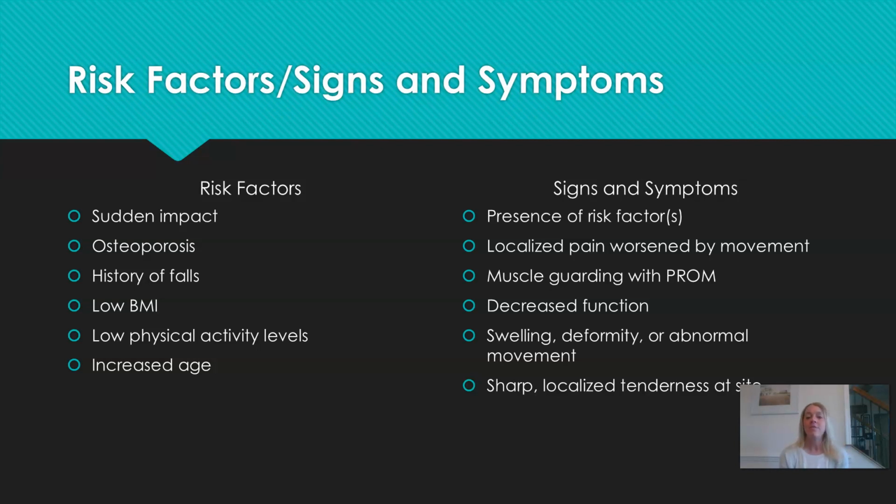Signs and symptoms of a fracture are going to include some of those risk factors, right? Someone had sudden impact or some sort of trauma to the bone. Localized pain that hurts when they move it. Muscle guarding, again, the body's going to try to protect that area. Decreased function, swelling, deformity, abnormal movement. Bones, when they fracture, will oftentimes bleed a little bit, so there's often bruising around the area as well, and it's very tender to touch.